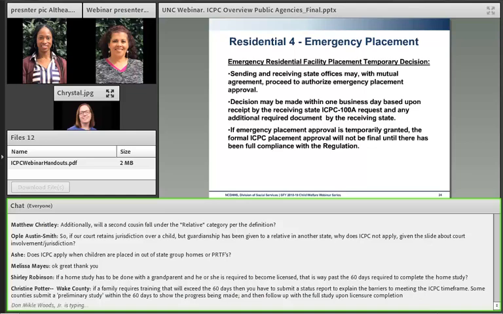So not all PRTFs will be emergencies, but we ask that you mark your request as urgent when you send it to our office. You can also call or email our office to indicate that the request is coming or has been sent.